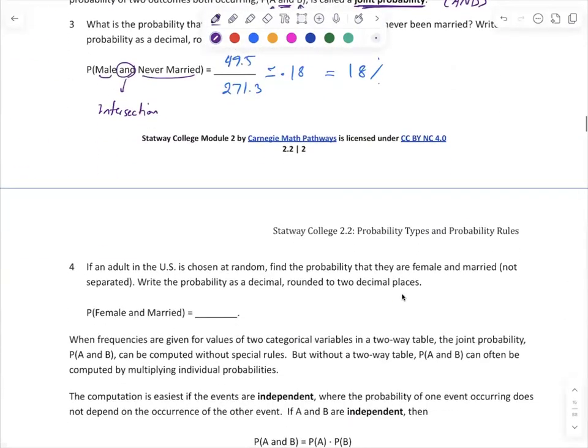64.2 out of 271.3. So let us do a division. Give me a moment, I'm using my calculator. 0.24 or 24%. So that's how we calculate something that we call joint probability. You just need to find the intersection between different categories.